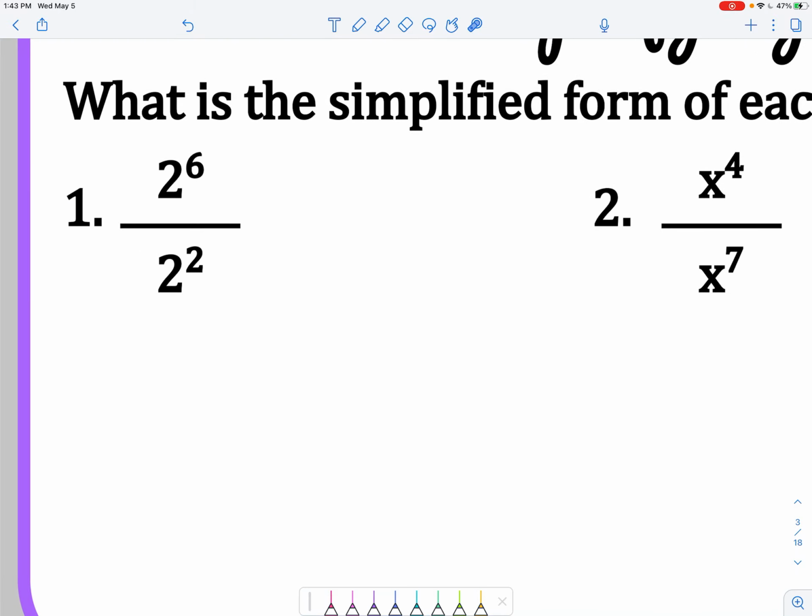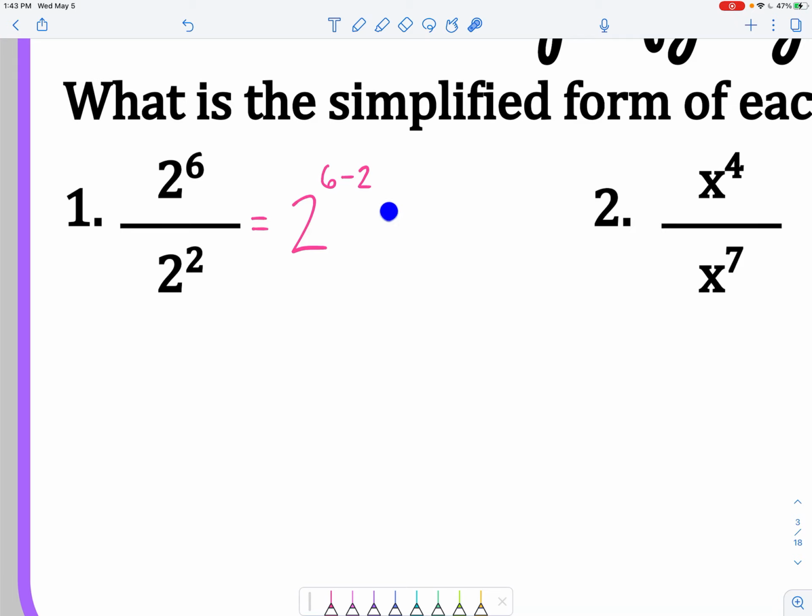Let's take a look at some very basic examples, and then we'll increase the difficulty as we go along here. I have 2 to the power of 6 divided by 2 to the power of 2. My bases are the same, so I can subtract their exponents. And whenever you're doing this, you're leaving the base of 2 the same and subtracting the top exponent and the bottom. You're always doing the top exponent first and then subtracting the bottom.